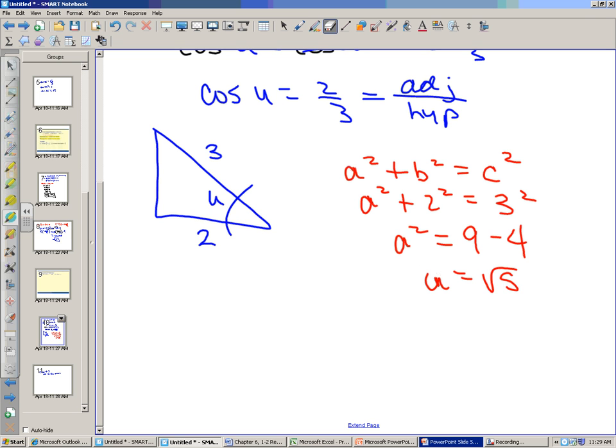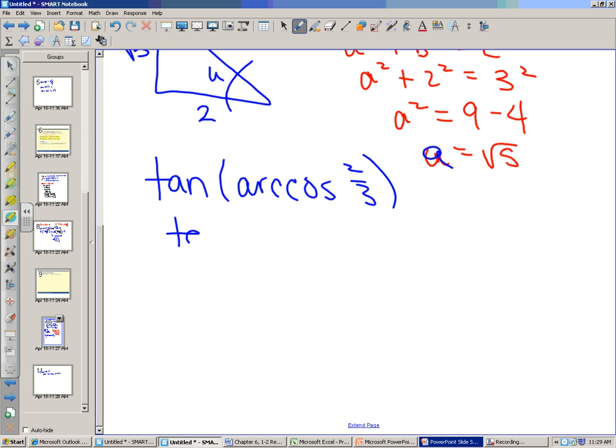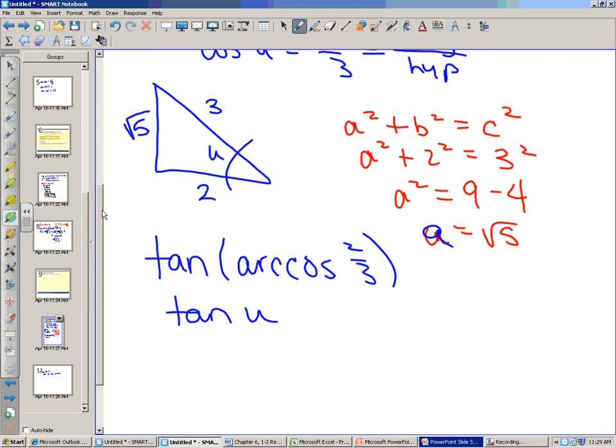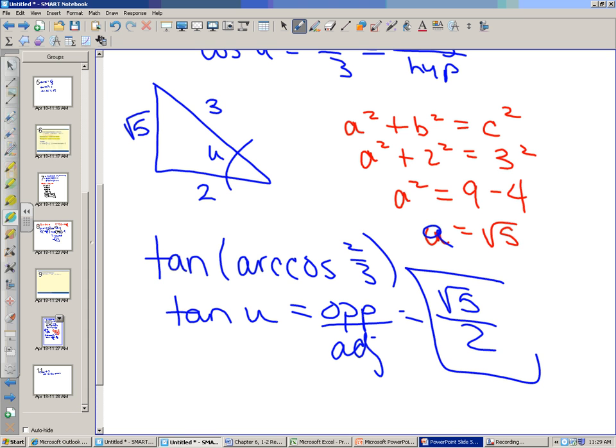All you have to do is now you found a. So this is the square root of 5. But now I want to know what my arc cosine of that is. Well, that's understood to be u, isn't it? So now what is tangent? Tangent is opposite over adjacent. So that's going to be square root of 5 over 2. And that's the final answer. Okay, that's why I finished the problem.